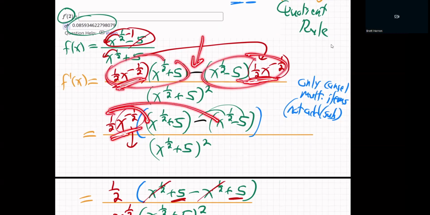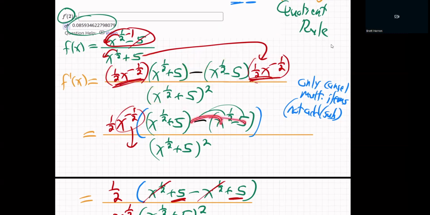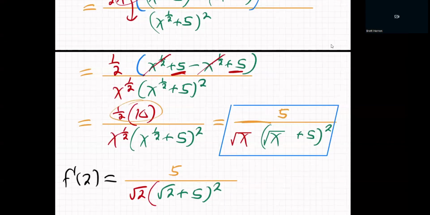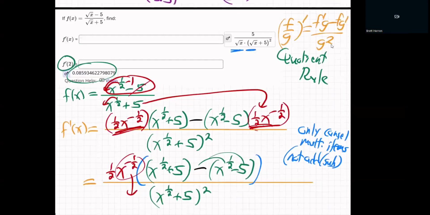You could distribute and it would go back to the same. And then I just distributed in there. These canceled. I let this negative power jump down there. And then these canceled. So we said 10, half of 10 is 5. And there we go. And then we plug in. So that's how we do it.